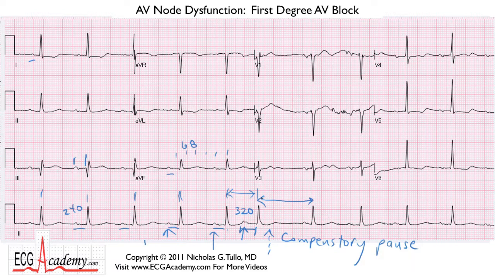Now what happens is you get this compensatory pause. Compare the R to R interval here: 2, 4, 6, 8, about 960 milliseconds here. This interval is more like 2, 4, 6, 8, 10, about 1100. So the AV node had a little bit more time to recover. And look at the PR here. It's actually normal. The PR is about 200 milliseconds with this beat that conducted following a pause in the rhythm. But then with this next beat, the PR gets a little bit longer again and then becomes stable again at about 240 milliseconds, which is where it started.